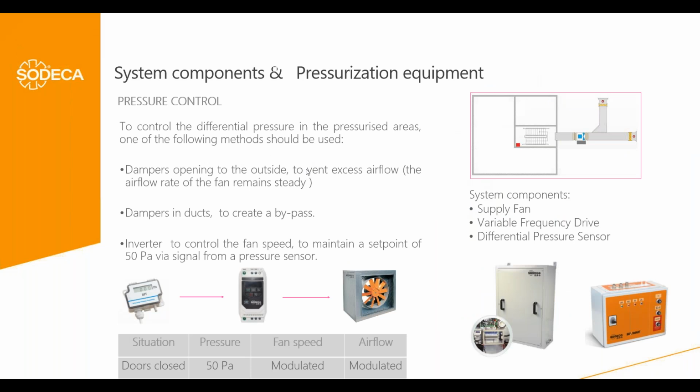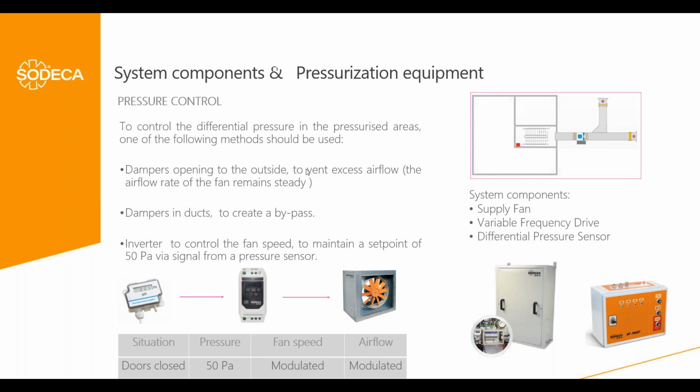Well, now we will see the components that we have for the pressurization, the equipment that we have. The first one is the pressure control. This is the main task of the pressure differential system, to maintain the level of pressure, 50 pascals in the part 6 or 30 pascals in the part 13 control, while the doors are closed, and while the doors are open, to provide enough airflow, enough velocity.